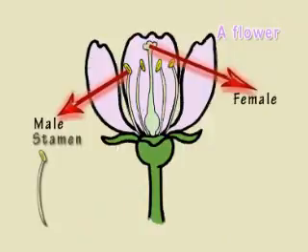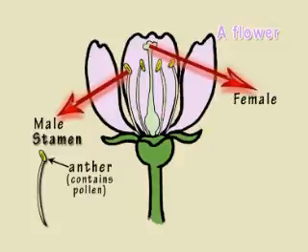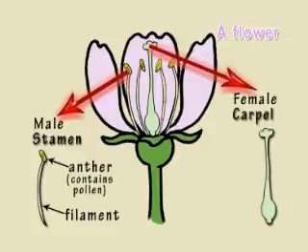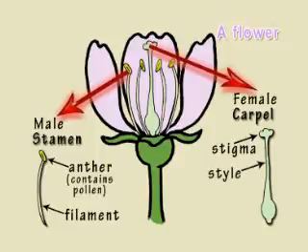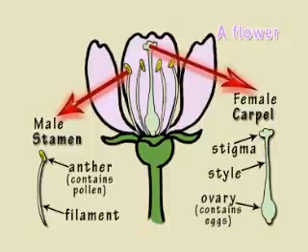The male part of the flower is called the stamen. It is made up of the anther, containing granules of pollen, and the filament, which holds the anther up. The female part of the flower is called the carpel. It is made up of the stigma, which is sticky to catch pollen, the style, which holds the stigma up, and the ovary, containing eggs or ovules.